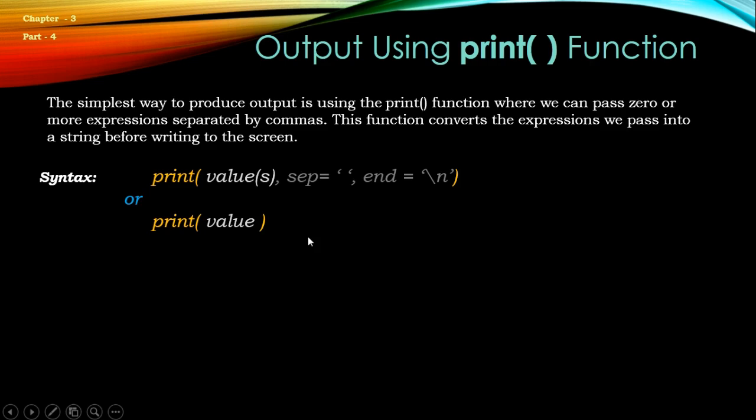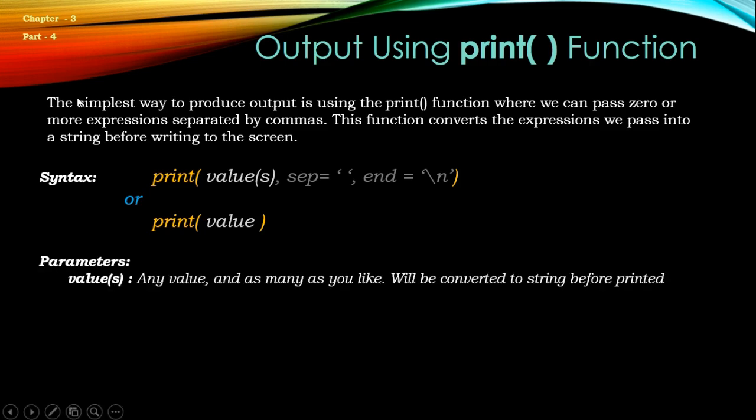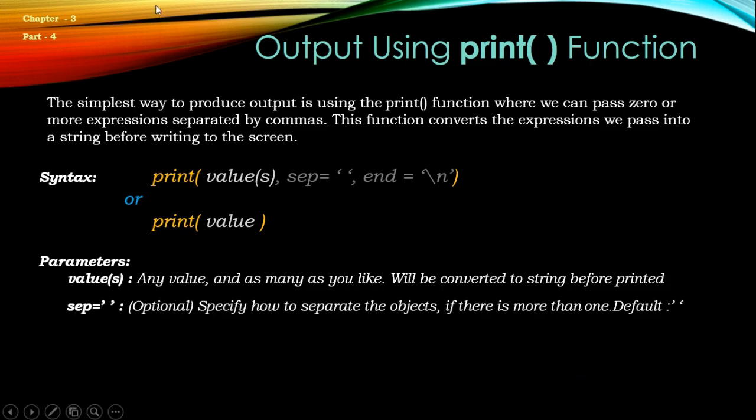Let's understand these parameters. The first parameter, that is values, can be any value and as many as we like. This value will be converted to a string before being printed. The second argument is sep, and this is for separation, and this is optional. This parameter specifies how to separate the values. For example, if I have given five objects and I want the output comma separated, then I have to specify it here. If I want to separate the values with a space, I specify it with this parameter, and the default is space. You can see here.